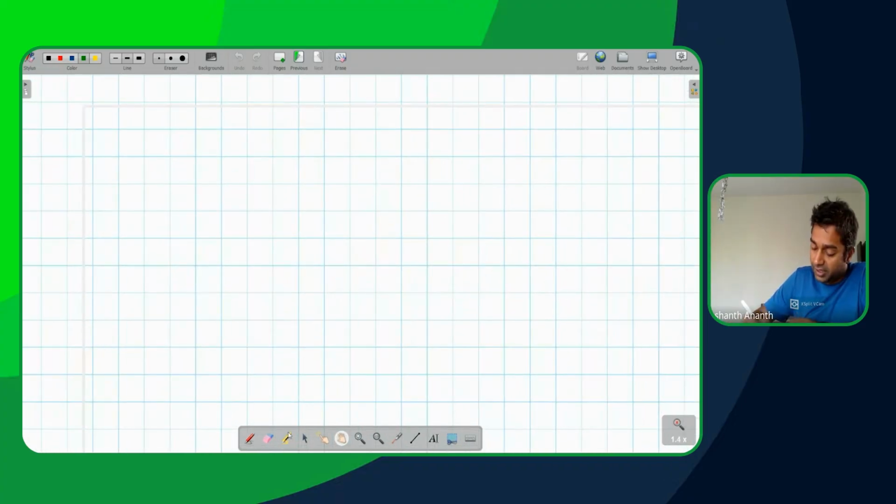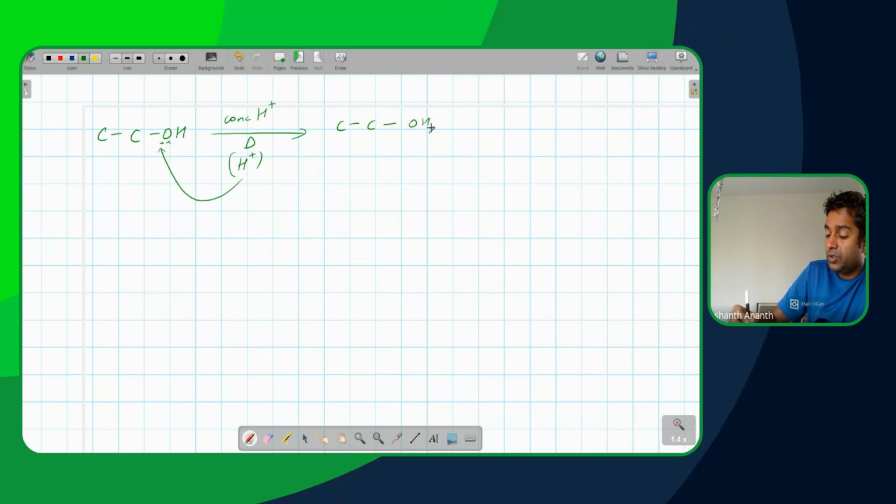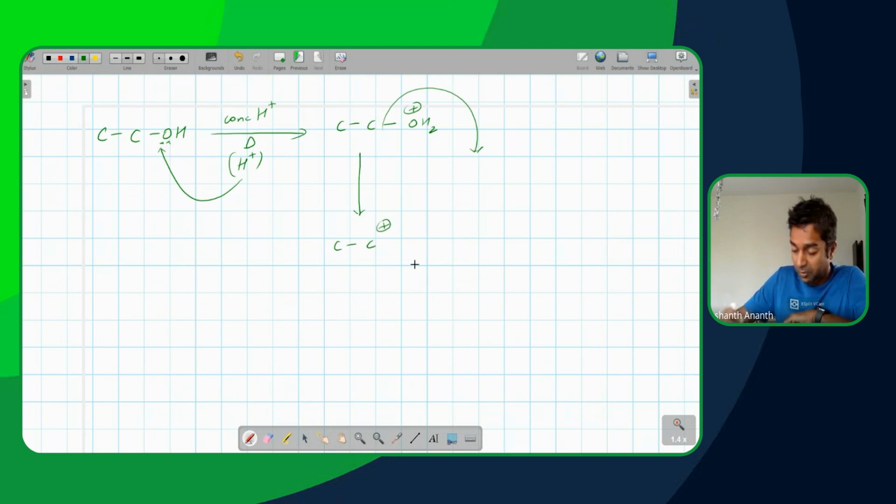I'm going to be considering ethanol now. If the same thing happens here, first we'll effectively end up having H plus produced, which will go attack this guy. This will end up becoming an OH2 plus, which then ends up kicking this guy out to release a carbocation, which is pretty much where we are.